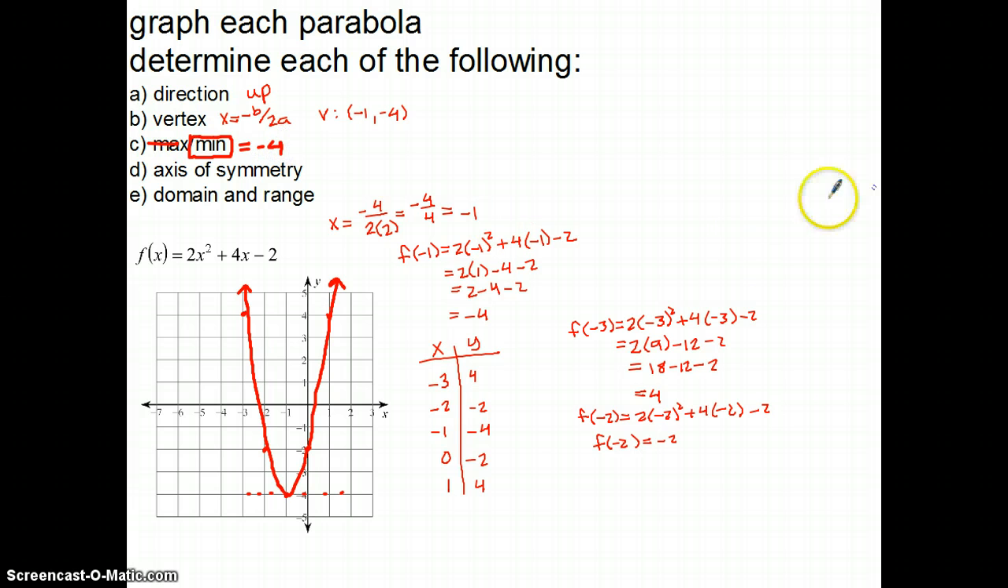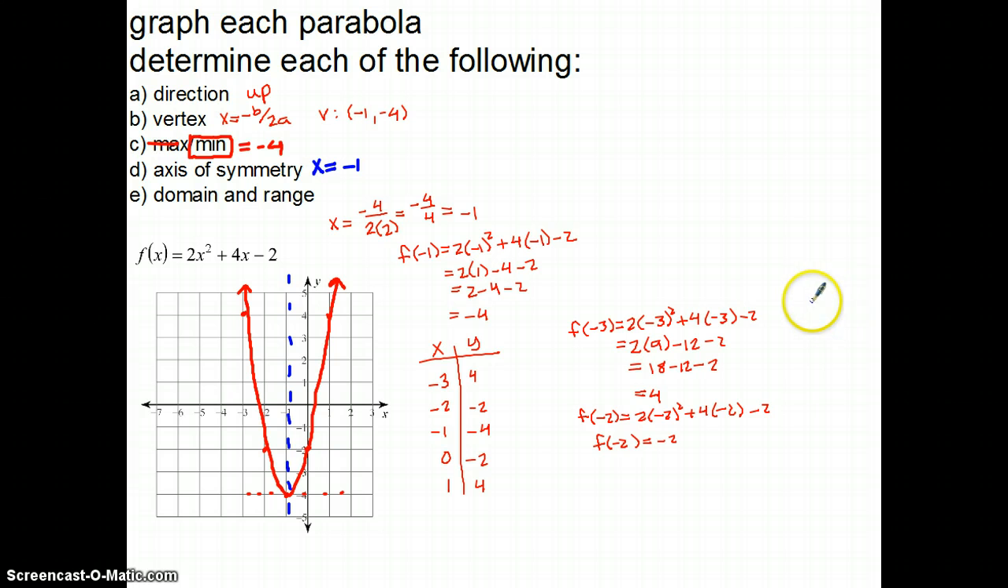Now our axis of symmetry. Remember, that is the vertical line going through the vertex. Any vertical line has the form x equals a number. So your equation here for this axis of symmetry is x equals a constant, and the constant is negative 1. No matter what y is, x is always negative 1 along that vertical line.